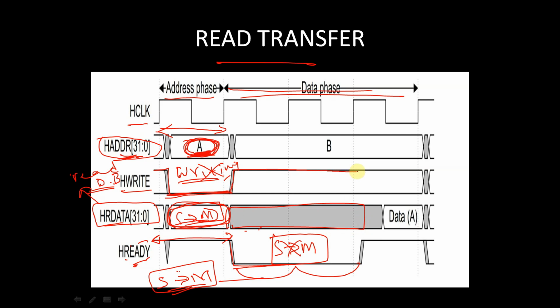In this region, we can see HWRITE is high. Even though HWRITE is high, no data is being written into the slave by the master. Here we can see again HREADY is becoming high, and here we can see HREADY is becoming high at this point. So the data will be transferred from slave to master, that is a read operation.